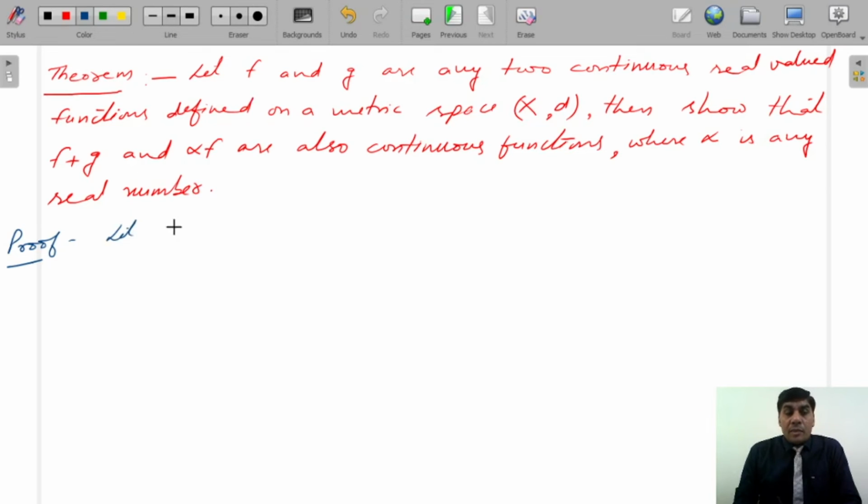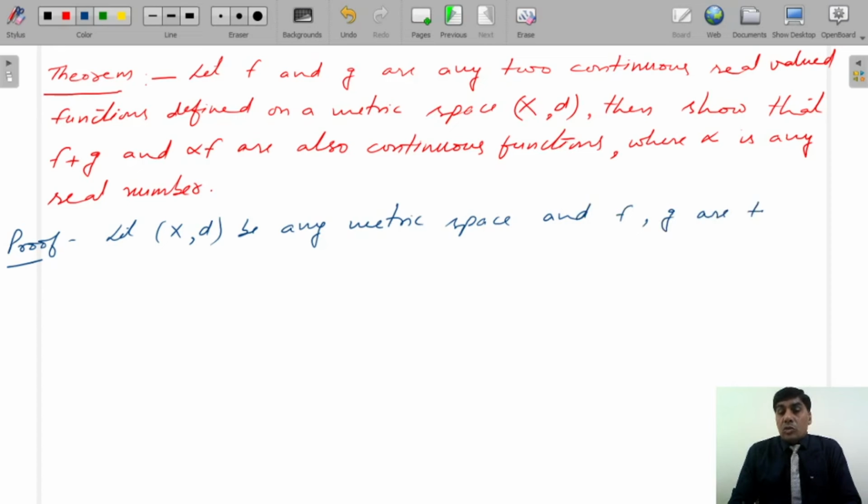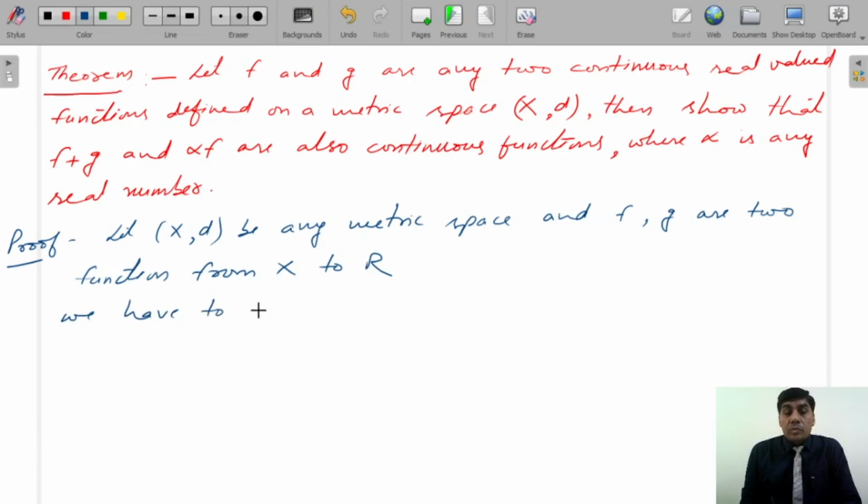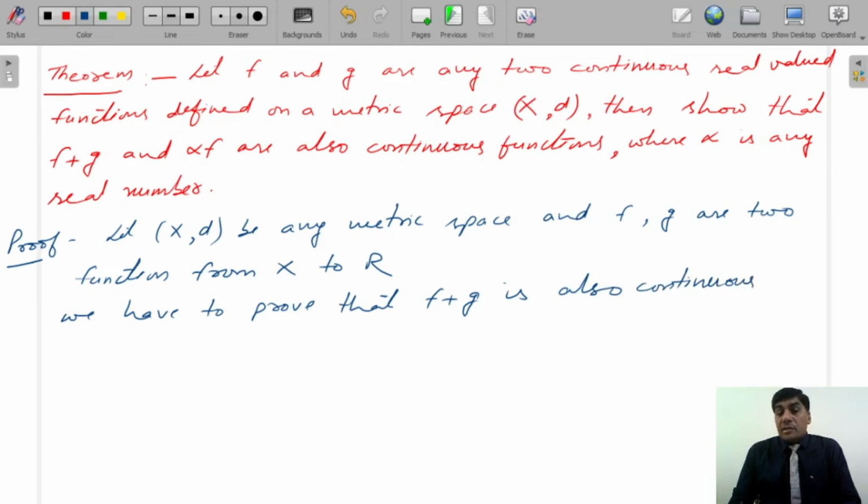Let (X, d) be any metric space and F, G be two functions from X to R. We have to prove that F plus G is also a continuous function.